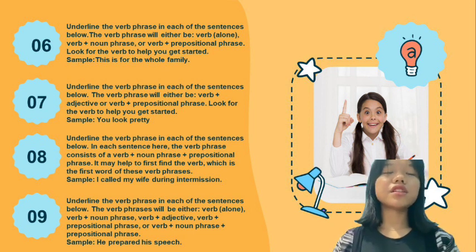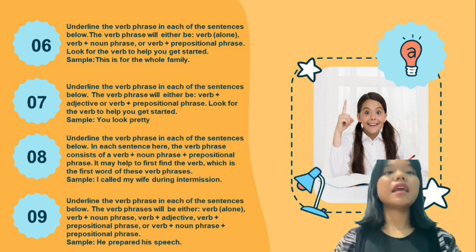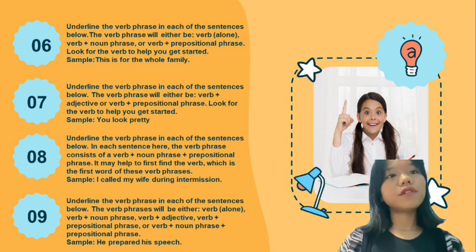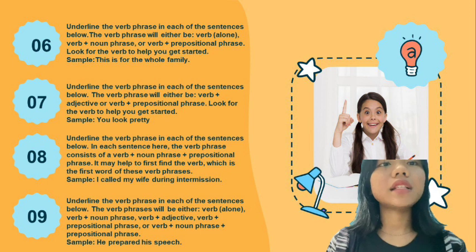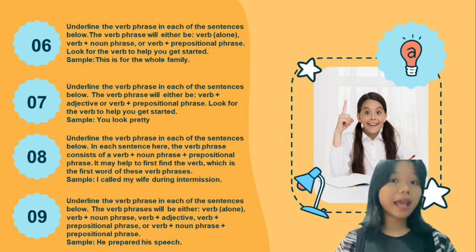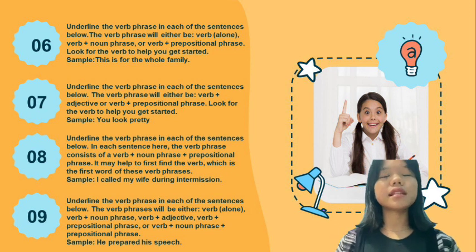Eight is: underline the verb phrase in each of the sentences below. In each sentence here, the verb phrase consists of a verb plus noun phrase plus prepositional phrase. It may help to first find the verb, which is the first word of this verb phrase. Sample: I call my wife during intermission.